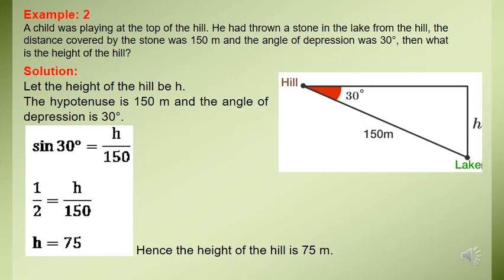So as we know, the ratio that includes hypotenuse and perpendicular is sine, and the angle is 30 degrees. So sine equals perpendicular upon hypotenuse, that is h upon 150. But as we know sine 30 is equal to 1 by 2. So we write 1 by 2 is equal to h by 150. From that, after calculation, we get h is equal to 75. It means the height of the hill is 75 meters.